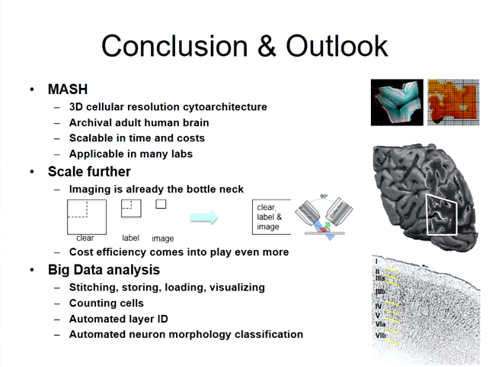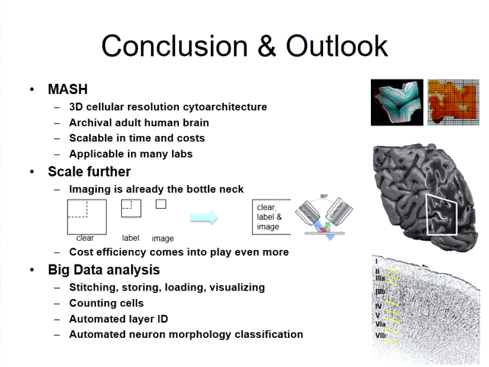So very briefly, my conclusion and outlook. We've got 3D cellular resolution cytoarchitecture on archival adult human brain tissue. It's very scalable in time and cost, and therefore very applicable in many labs. So this is really something that I hope you could try in your lab as well and achieve data sets like this.